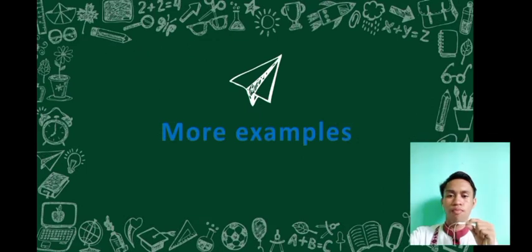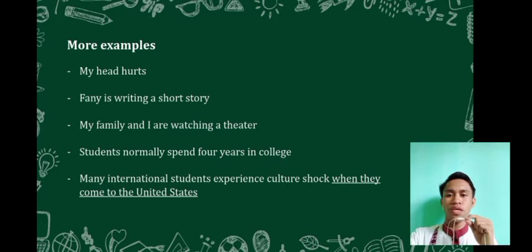Okay, next, more examples. Here are more examples of independent clauses. My head hurts. Okay, we have the subject, my head, and then the verb, hurts. And because hurt is an intransitive verb, it doesn't need any object or complement to complete its meaning in a clause or sentence.